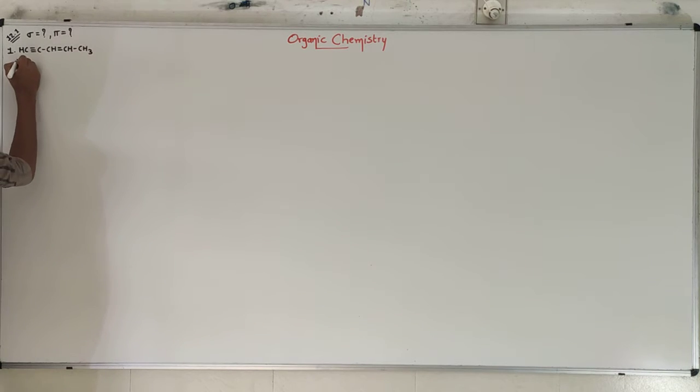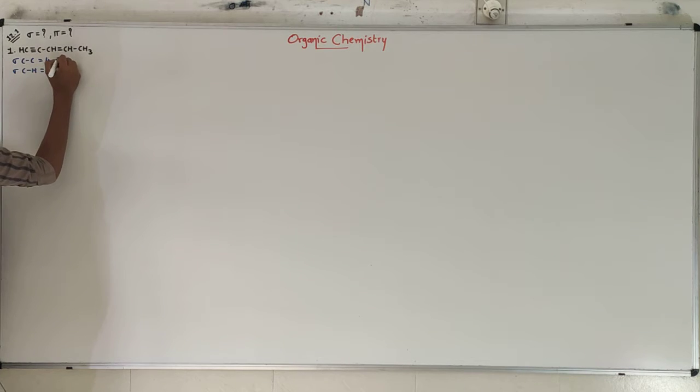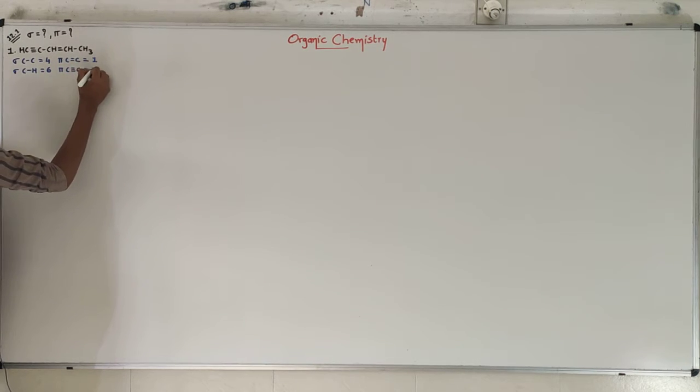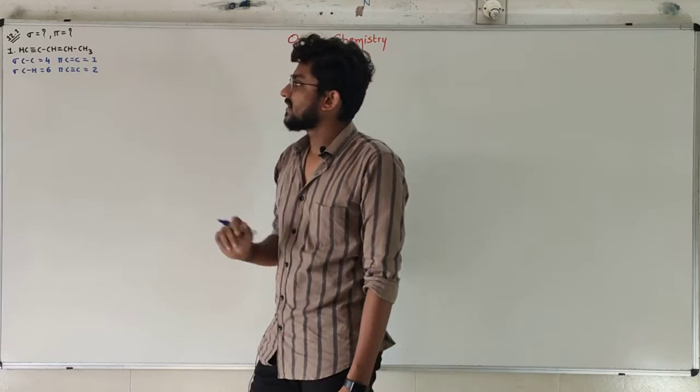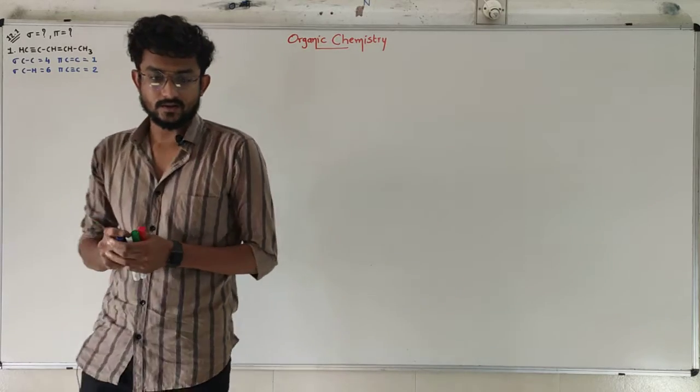First of all, carbon-carbon sigma bonds: 1, 2, 3 and 4 carbon-carbon sigma bonds are there. After that, carbon-hydrogen sigma bonds: 1, 2, 3, 4, 5 and 6. Now the carbon double bond carbon has 1 pi bond, and the carbon triple bond carbon has 2. So a total of 3 pi bonds and 10 sigma bonds are there in our structure.